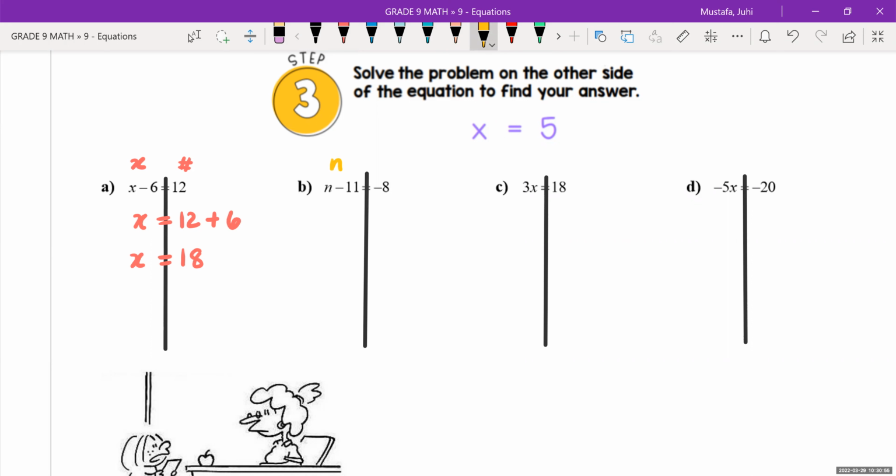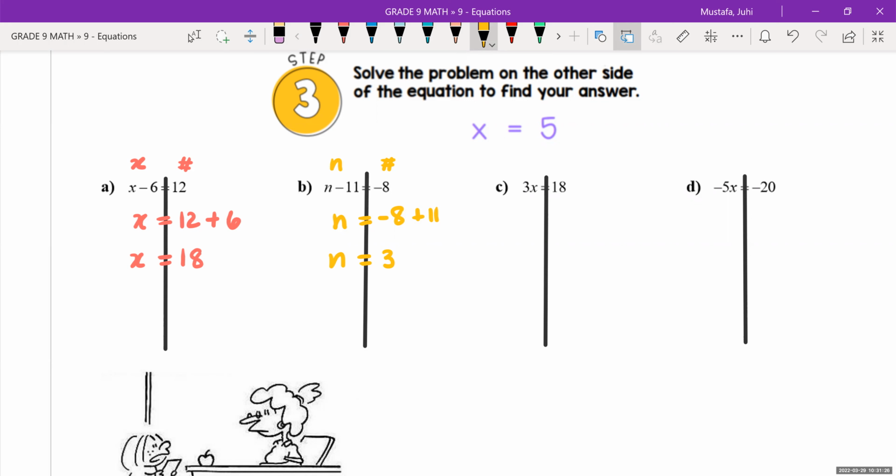I'm going to keep my n on one side and keep my numbers on the other side. So it's going to be n is equal to, the negative 8 stays here. When I move the negative 11 over, what will it become? Positive 11, good. And so my final answer would just be negative 8 plus 11 is positive 3. So n is equal to positive 3.